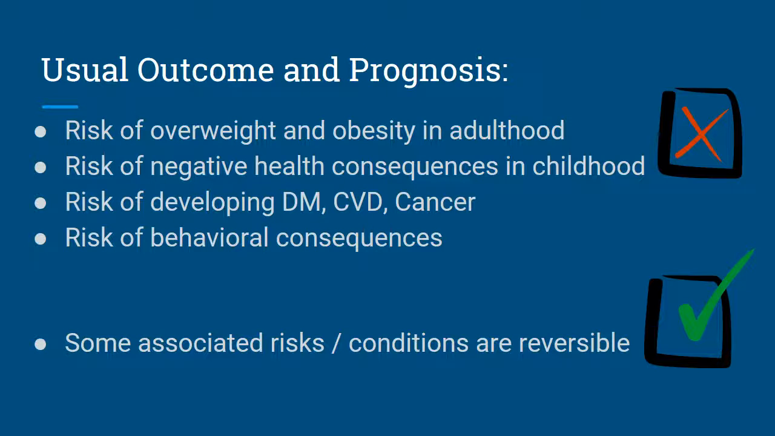The usual outcome and prognosis of a child diagnosed with pediatric obesity is that there is a greater risk of overweight and obesity in adulthood, as well as a risk of negative health consequences in childhood, as the ones mentioned on the previous slide. Also, there is an increased risk of developing diabetes, type 2, cardiovascular disease, and certain cancers associated with obesity.